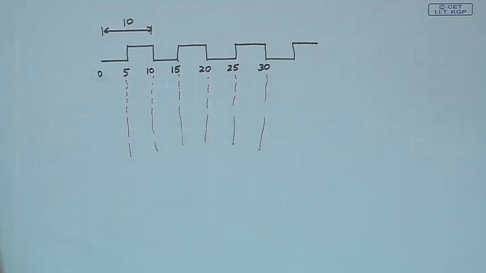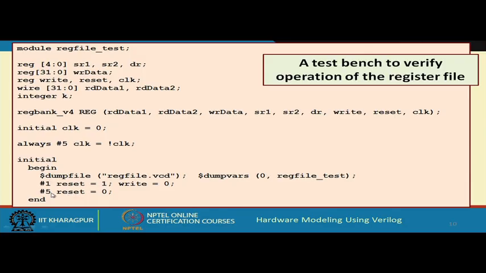Now, what we have done, in this initial block we are creating the reset signal. Here of course, we have specified a dump file and the variables to dump. We are activating reset at time 1, write is 0, so that write does not take place, and after a gap of 5 we are setting reset back to 0.